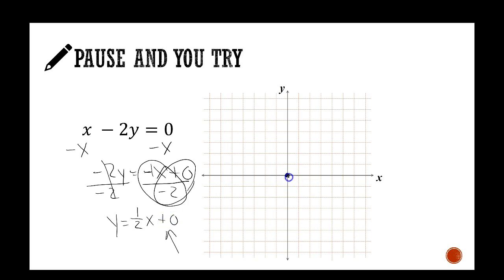So this is your y-intercept. And then I would go up 1 to the right 2. And your line would look like that. Okay, so if you see something that looks like this, yes, this is my slope. Your y-intercept is this plus 0 that we don't have to write.